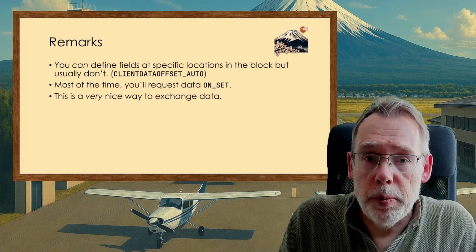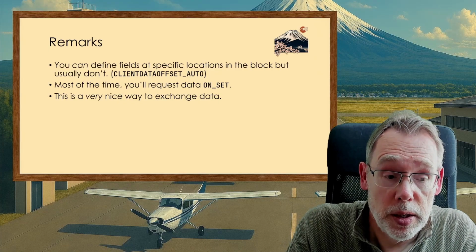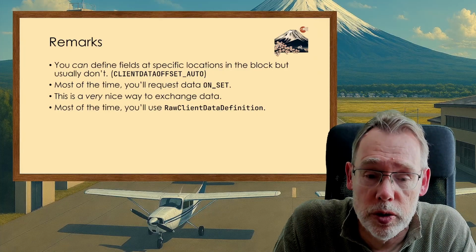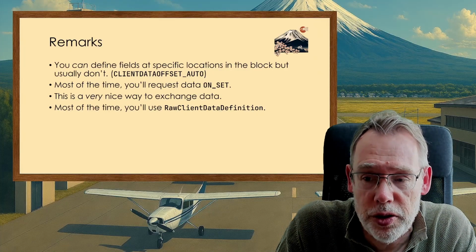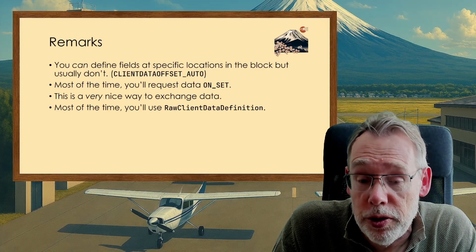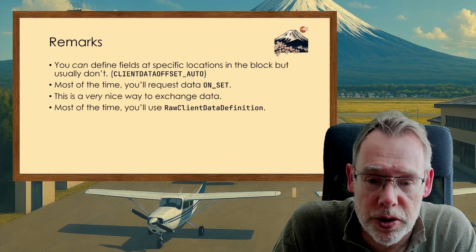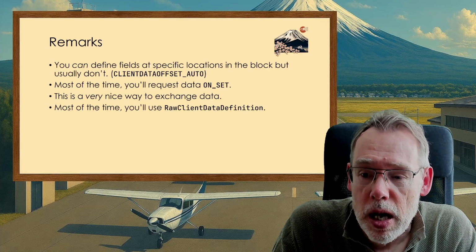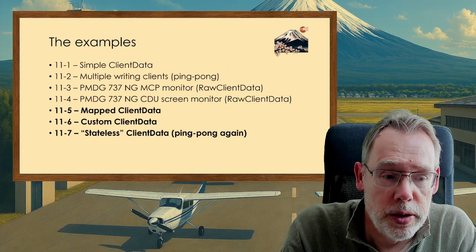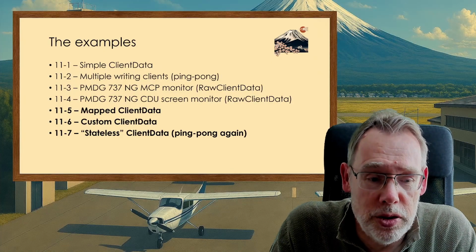Okay, so we're back from the 737 and back with the slides. Let's just add that most of the time you will use this raw client data definition. The reason for that simply being that in most cases you will talk with some add-on that simply has one big block of data and wants to send everything. However, you can use other versions, and there are 3 demos for them, which is mapped, custom, and stateless.